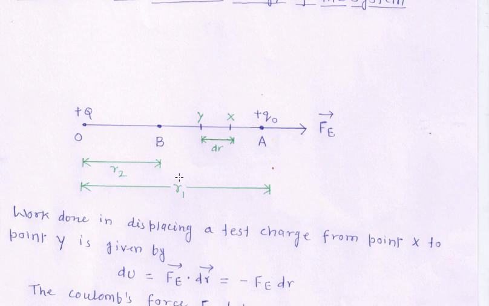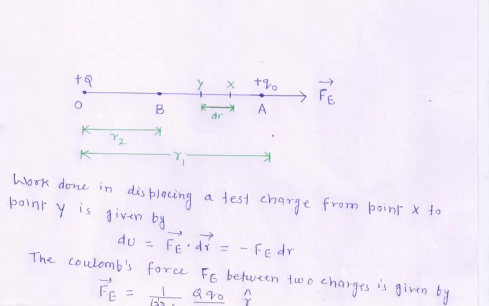So consider the first situation, in which we have to find the work done in shifting a test charge from point X to point Y through a distance dr. This work done dU is given by Fe into dr, where Fe is the force of repulsion, because the test charge plus Q0 placed at the point experiences a repulsive force Fe in the direction away from O, and dr is the displacement from X to Y. In magnitude, the work done is minus Fe into dr. The minus sign indicates that the directions of Fe and dr are opposite.